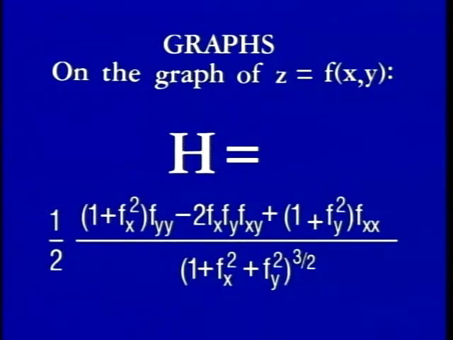In general, the mean curvature is given by half of this quotient, and as can be seen, for example, for constant mean curvature, we have a nonlinear elliptic equation.